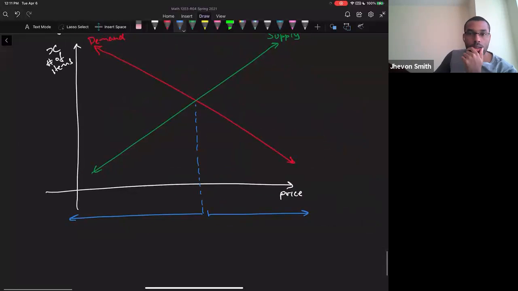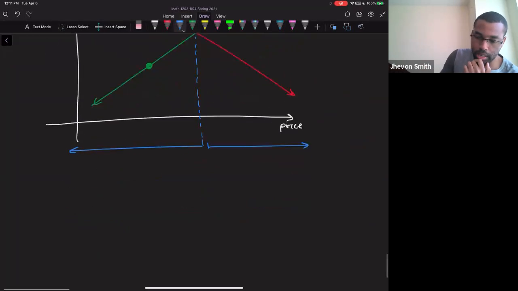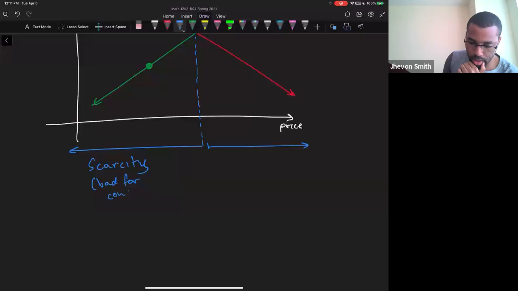On the left, you'd realize that consumers are demanding this much. That's how much they want to buy at that price. But suppliers are only willing to produce this much. So people want more of the thing than is in the market. And this leads to something called scarcity. Right? Bad for consumers. People want to get stuff. They have the funds to get it, but they can't get it.